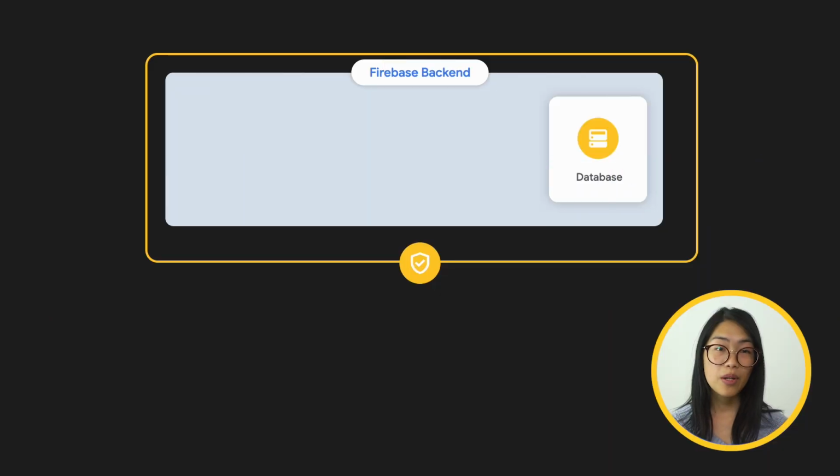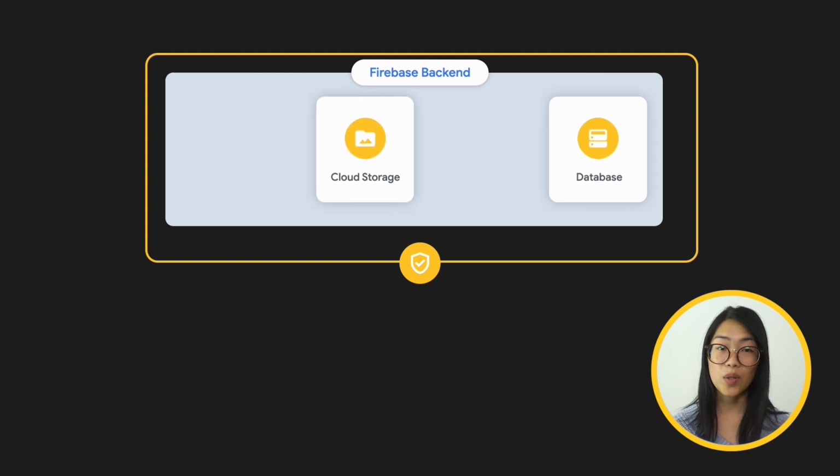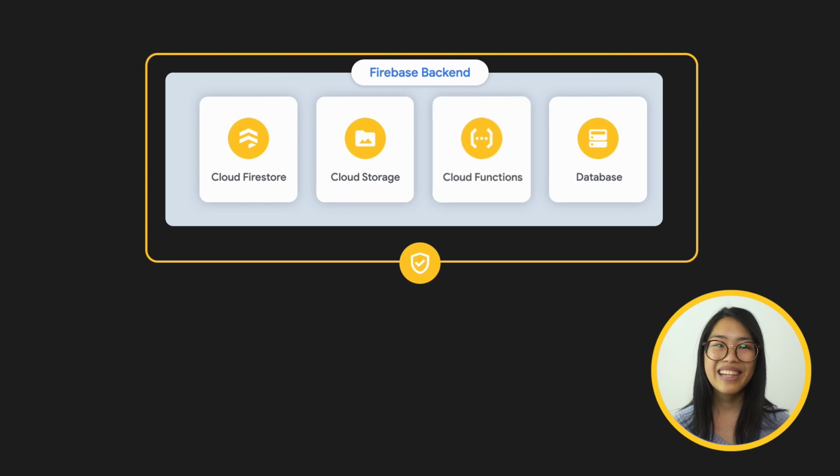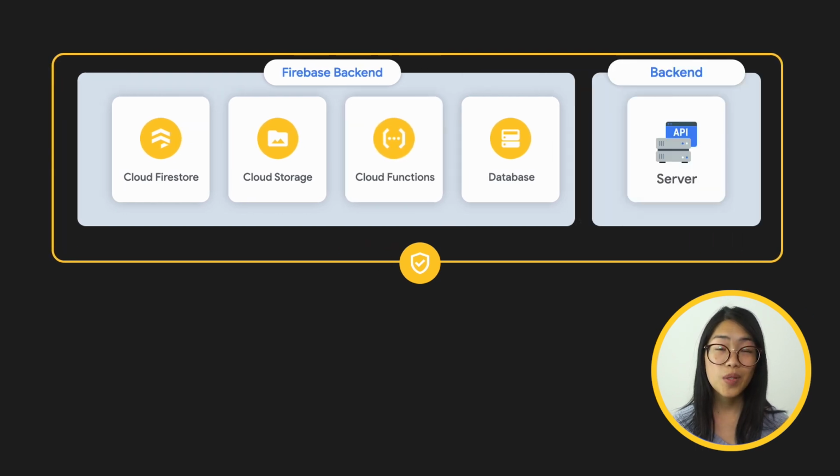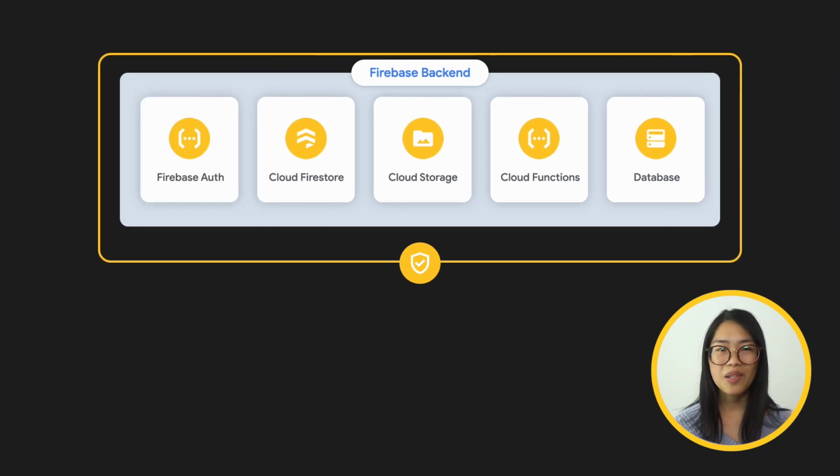In the previous step, we configured AppCheck for the real-time database, but other Firebase products support AppCheck as well. You can use it with the real-time database, cloud storage, Cloud Firestore, and Cloud Functions. You can even use it with your own custom backend that doesn't even run on Firebase. So let's take a quick look at how to use AppCheck in Cloud Functions.